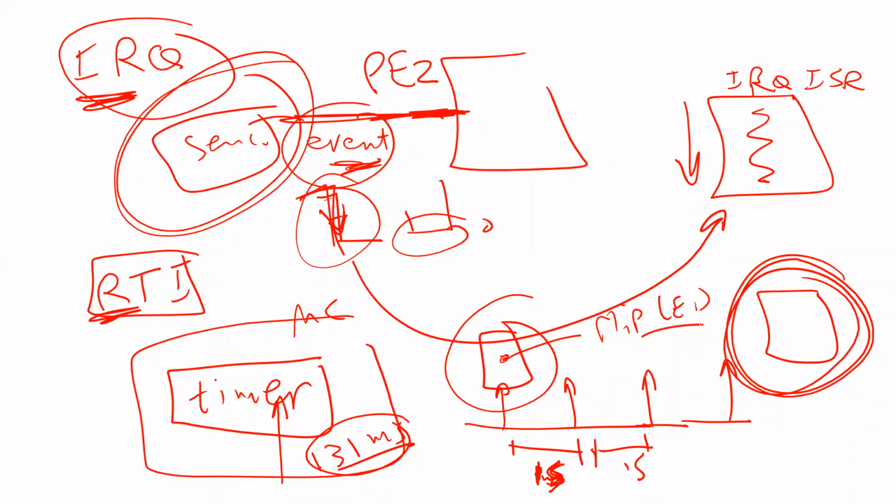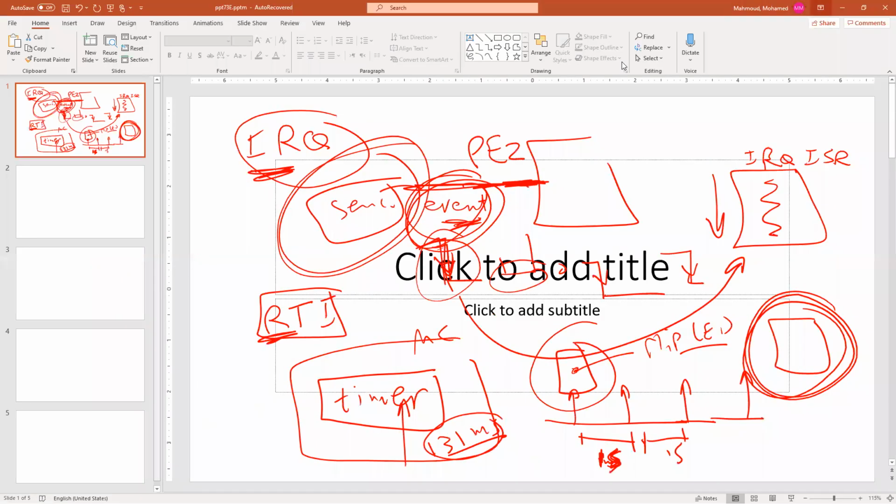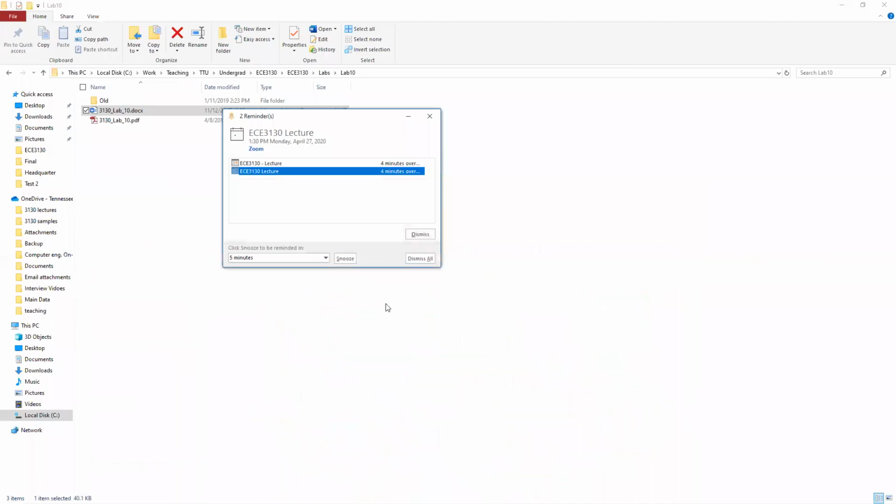IRQ is different. With IRQ, when there is an event, this event doesn't need to be periodic. Maybe I'm going to have a falling edge, and then maybe after 1 minute another falling edge, and then after 1 day. So they are not periodic. Anyway, I'll continue explaining the programming.